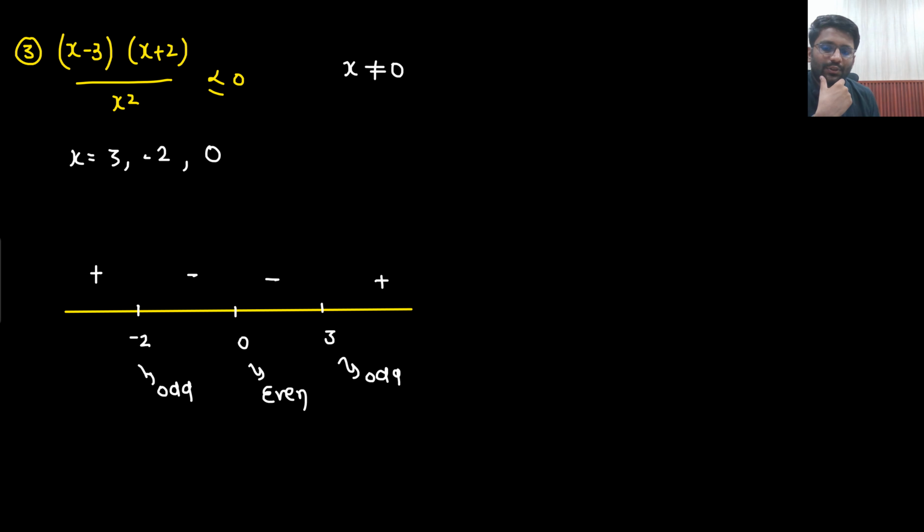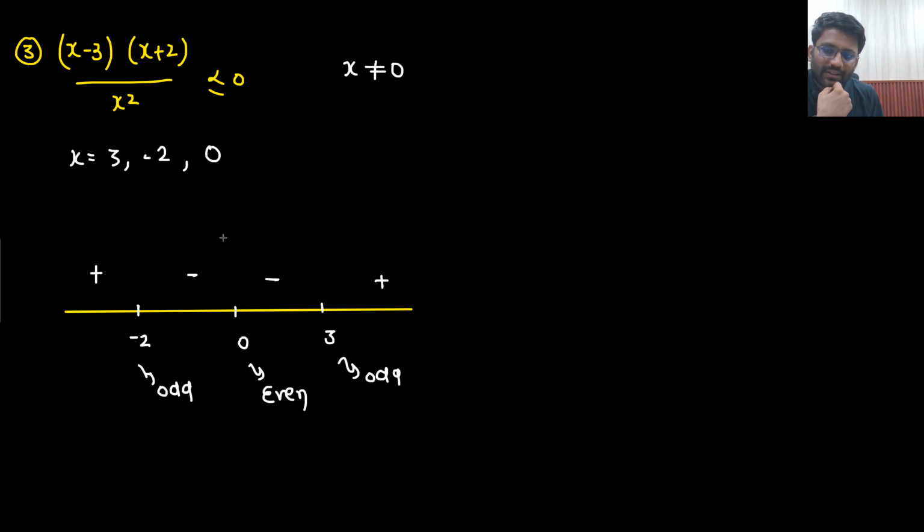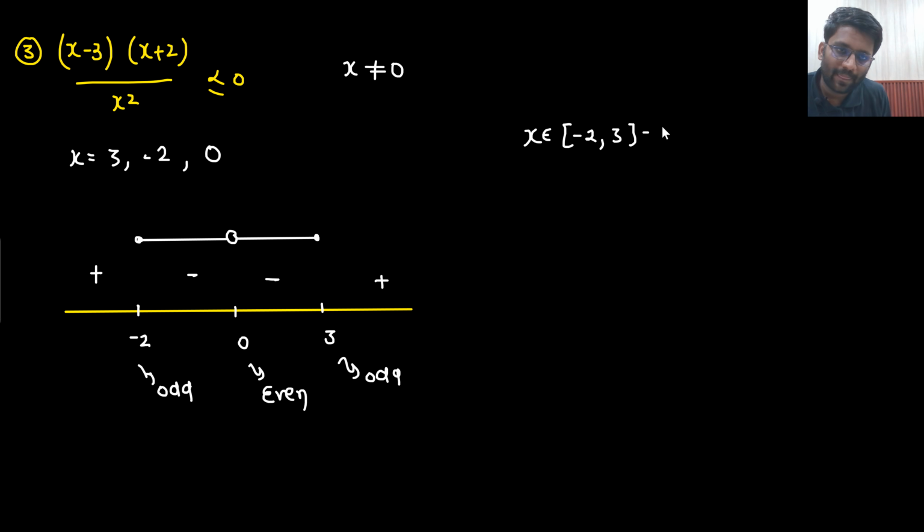Less than or equal to 0, they are saying that everything would be accepted in this range. Everything would be accepted in this range. But make sure of one thing, x equals 0 will not be accepted. Now sir, the greater than or equal sign is there, that means x equals 3 will also be accepted, x equals minus 2 will also be accepted. That's it, job done. That means x belongs to minus 2 comma 3, but not 0.